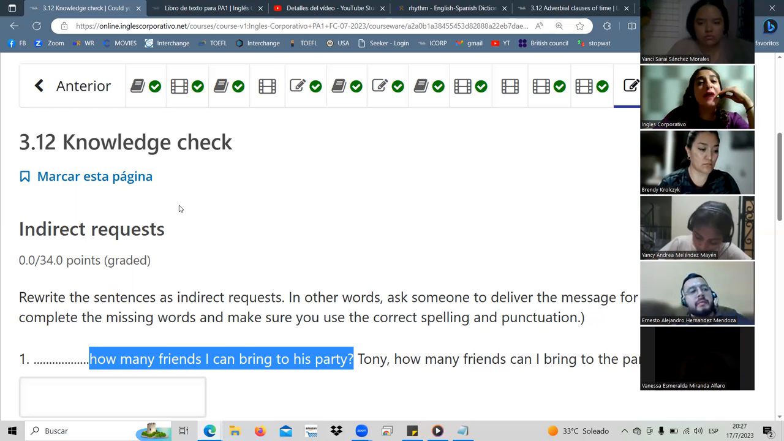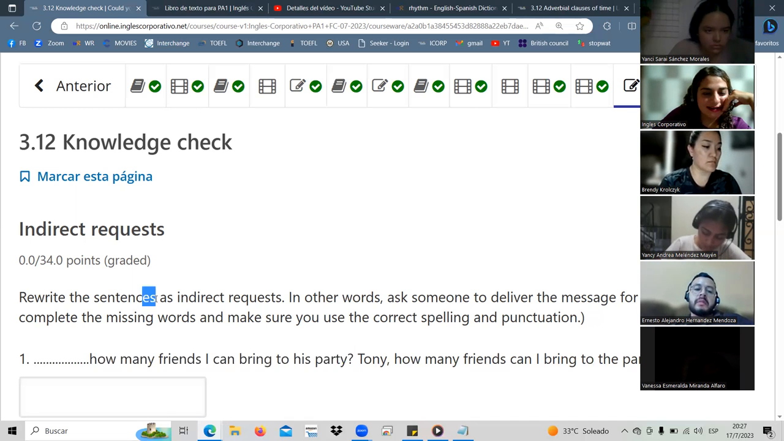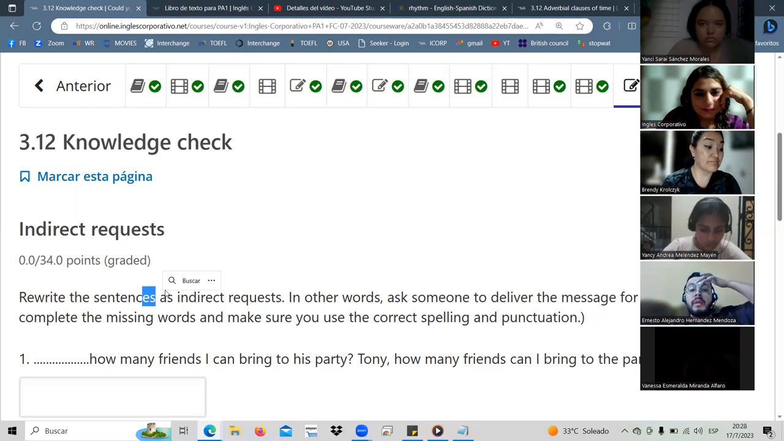Okay, so rewrite. Can you please read? Okay, teacher, rewrite the sentences as indirect request. As indirect request. In other words, ask someone to deliver the message for you. Only complete the missing words and make sure you use the correct spelling and punctuation.